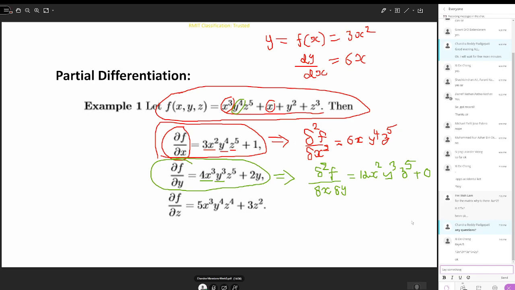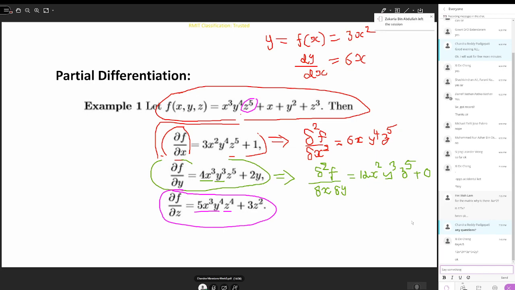Okay. So I cleared some of this, and now can you look for the partial derivative of this function with respect to z, the last one. If you differentiate the function with respect to z, only the z term will be differentiated. So z to the power of 5 becomes 5z to the power of 4. So you will have 5x³y⁴z⁴.